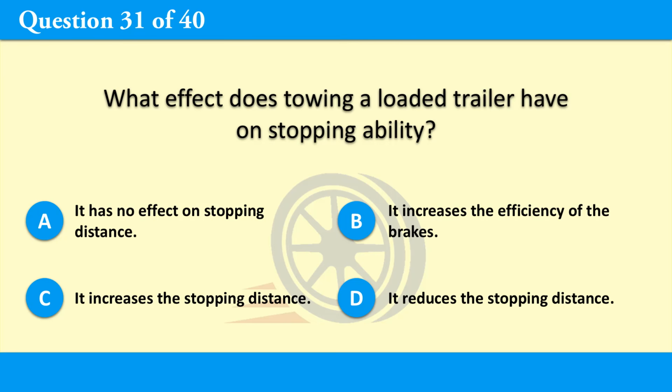What effect does towing a loaded trailer have on stopping ability? A. It has no effect on stopping distance. B. It increases the efficiency of the brakes. C. It increases the stopping distance. D. It reduces the stopping distance.